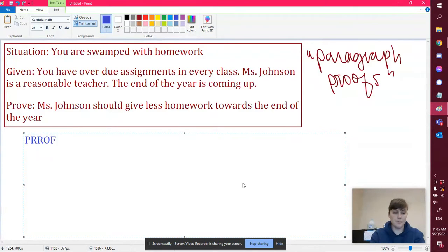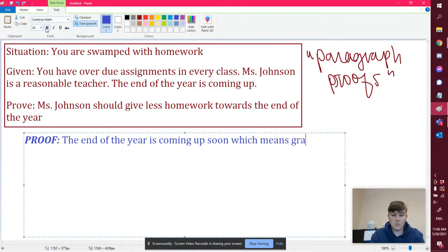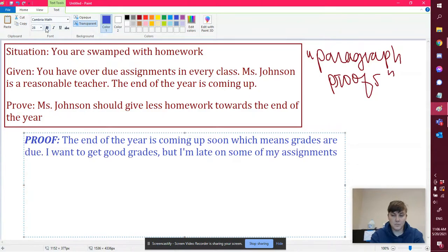We're going to say proof. We're going to type it right. Wow, I did that wrong 3 times in a row. Okay, so proof. I think I made this bold in italics because that's what I usually do, to be honest. Okay, proof. The end of the year is coming up soon, which means grades are due. I want to get good grades, but I'm late on some of my assignments in most of my classes.